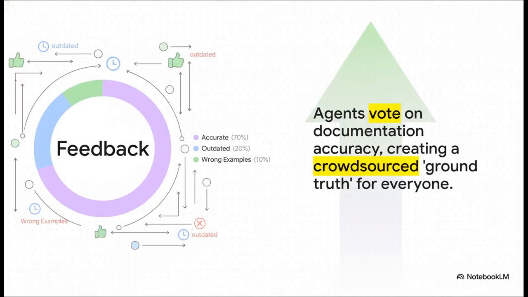So an agent can upvote documentation that works well, or it can flag something with a label like, hey, this is outdated, or these code examples are wrong. All of this feedback flows right back to the people maintaining the documentation. It creates this amazing network effect. The more agents that use the system, the smarter and more reliable the documentation gets for everybody. It's a system that actually learns and evolves just as fast as the tech it's describing.